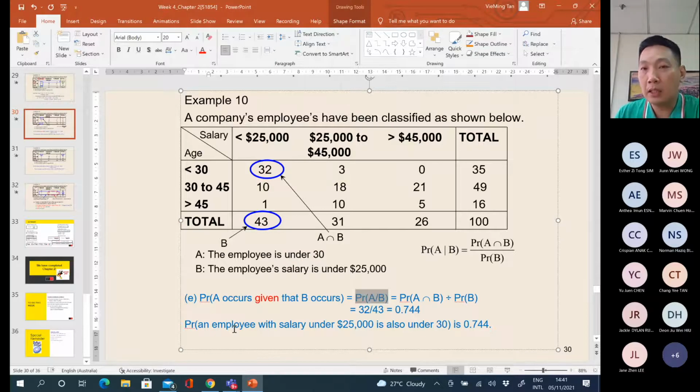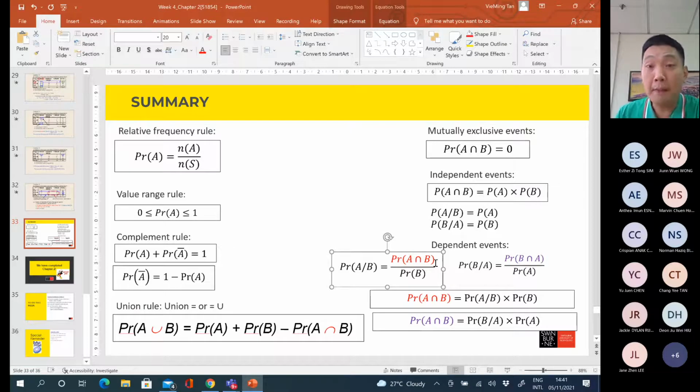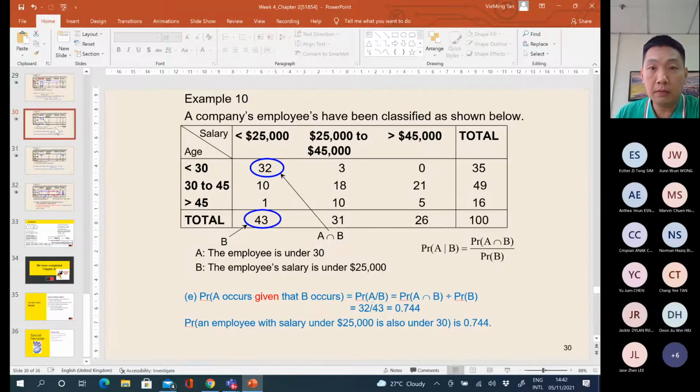Because A and B are dependent events, you need to apply this formula that you already learned. Probability A given B means A intersect B divided by probability B. So you copy this formula into here. Now next step, what is the value of A intersect B? You already got the answer just now in part C, which is 32 over 100. This is the event A, this is the event B. So 32 over 100 put here.